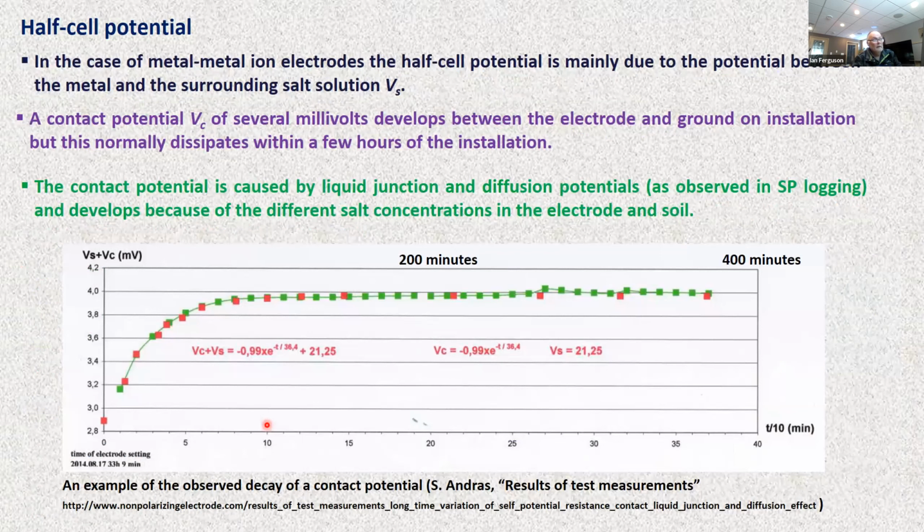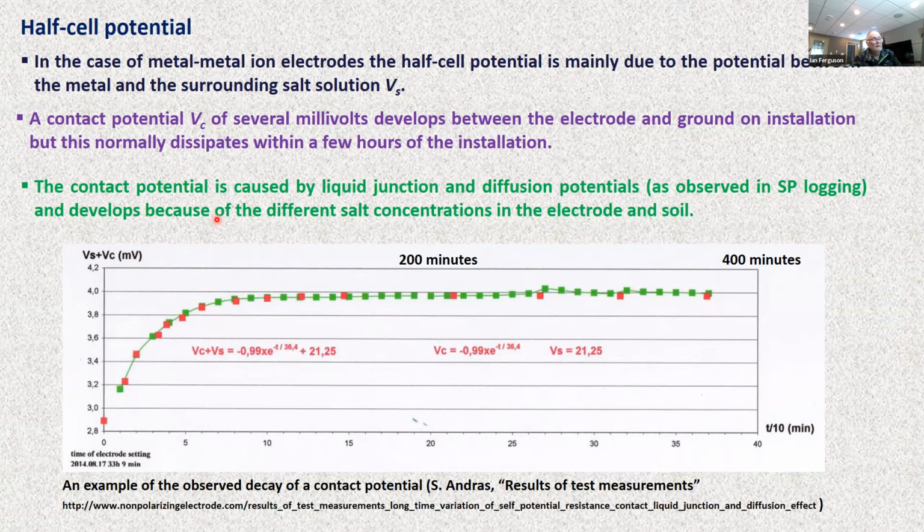So if we turn from metal electrodes to metal ion electrodes, in that case, the half cell potential is mainly due to the potential between the metal and the surrounding salt solution. However, there is also a contact potential that occurs when the electrode is put into the soil. And this normally dissipates within a few hours of the installation. Here's an example from Simon Andrus's webpage, showing an example of the decay of the contact potential between the electrode and the ground, and we see it dissipates over about 100-minute time scale.